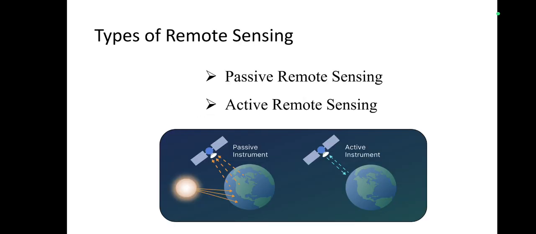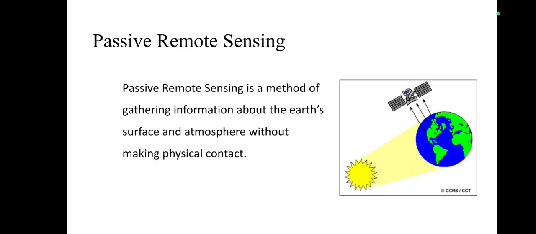What are all the types that we have in remote sensing? There are two types: passive remote sensing and active remote sensing. Let's go deep into the two types of remote sensing. First of all is passive remote sensing. Passive remote sensing is a method of gathering information about the Earth's surface and atmosphere without making physical contact. So passive remote sensing is nothing but a method of gathering information. We can get the information from the Earth's surface without contact with the object.